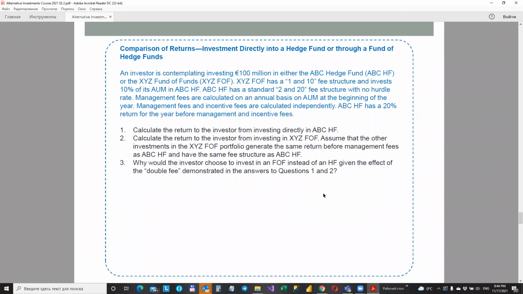We should compare the returns of investing directly into a hedge fund or through a fund of funds. So let us consider the investor who is contemplating investing 100 euros in either ABC hedge fund or XYZ fund of funds with this fee structure: 1 and 10, 2 and 20. The management fees are calculated on an annual basis on assets under management at the beginning of the year, and management fees and incentive fees are calculated independently, and the ABC hedge fund has a 20% return for the year. Let us calculate the return for ABC, the return for XYZ, and compare.